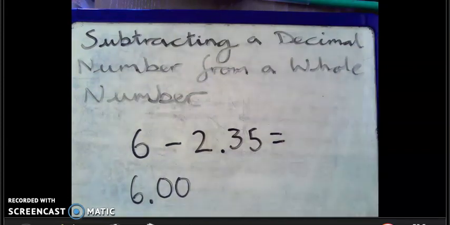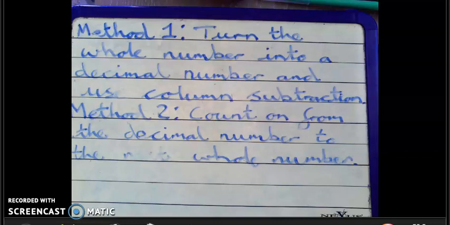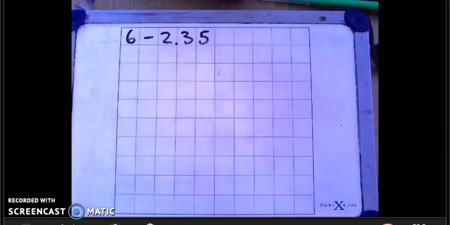Let's have a look at our steps to success. We're going to look at method 1 here, and that's turning the whole number into a decimal number and using column subtraction. And then we're going to have a quick look at a different method, counting on from the decimal number to the next whole number and then working from there. Let's solve using method 1 first.